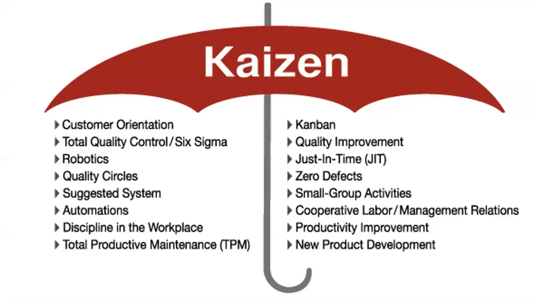In labor management relations, and in all these sectors, we are trying to improve our relations. We want to do it in a better way, in the most effective way. So we are applying this Kaizen technique. Then productivity improvement and new product development.